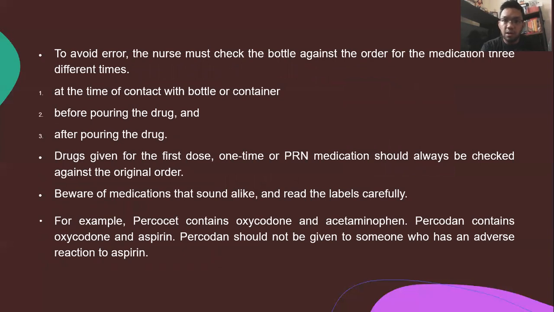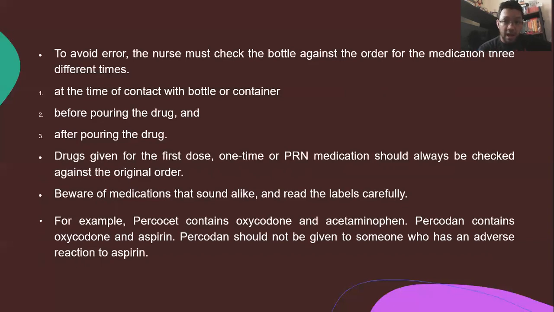Now, to avoid errors, we nurses must check the bottle against the order for the medication 3 different times. And when are we going to do them? At the time of contact with the bottle or container. So once the bottle or container of the drug is already with us, and before pouring the drug as well. And lastly, after you pour the drug. So drugs given for the first dose, one time, or as needed medications, pro re nata, should always be checked against the original order. And nurses, beware of medications that sound alike, and we need to read the labels carefully.